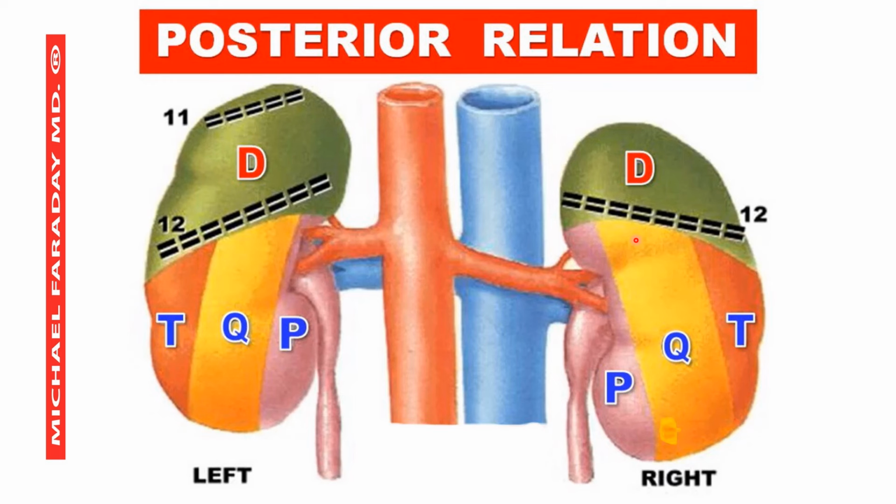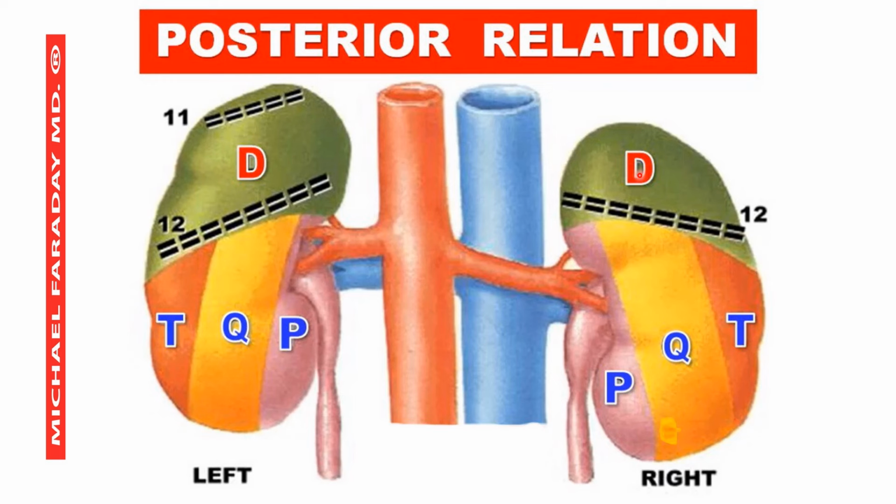Now, the posterior relations of the kidney: it's related to four muscles. Four muscles, one above and then three below. So let's look at the one above. This is the diaphragm.